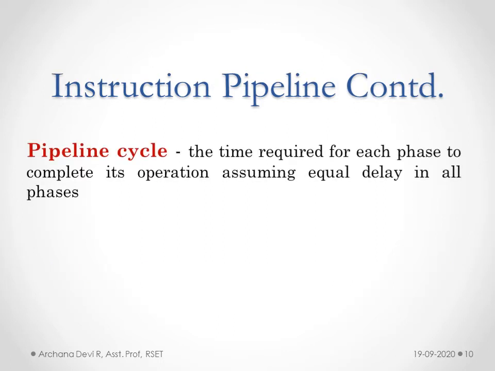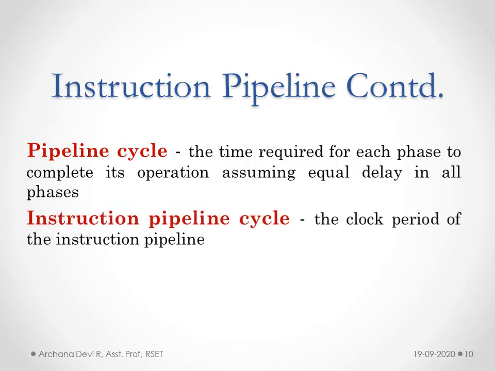So some of the terminologies associated with instruction pipeline. One, we have pipeline cycle. This pipeline cycle is the time required for each phase to complete its operation, assuming equal delay in all the phases. So what is the time required for each phase to complete its operation? That is pipeline cycle. Normally we'll have a fixed clock cycle time for each phase.